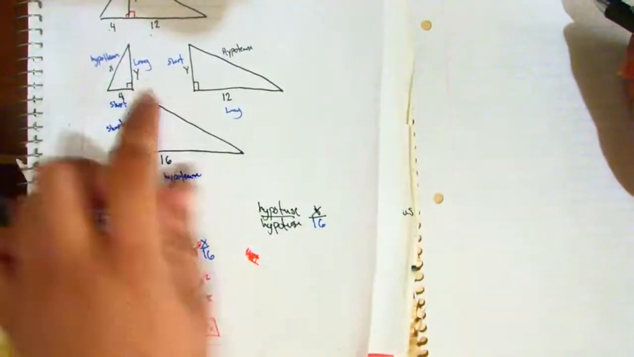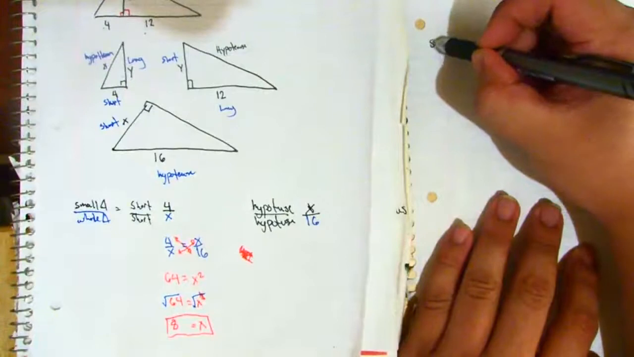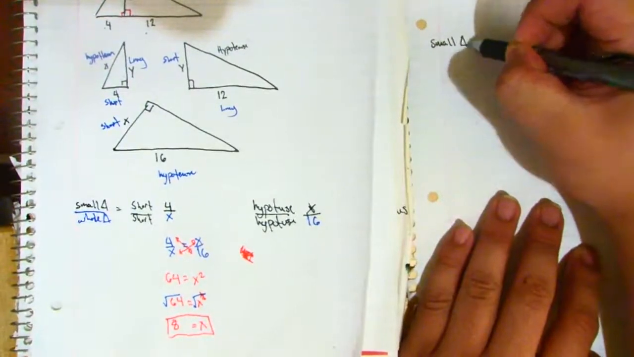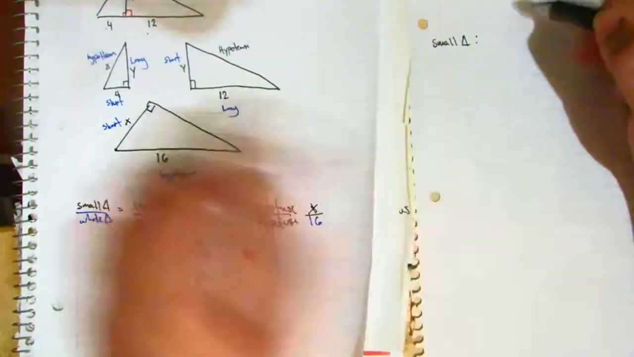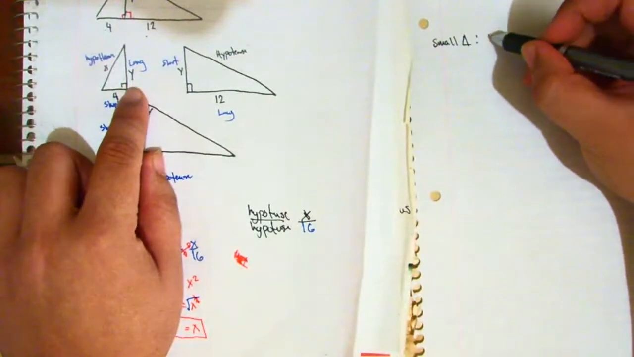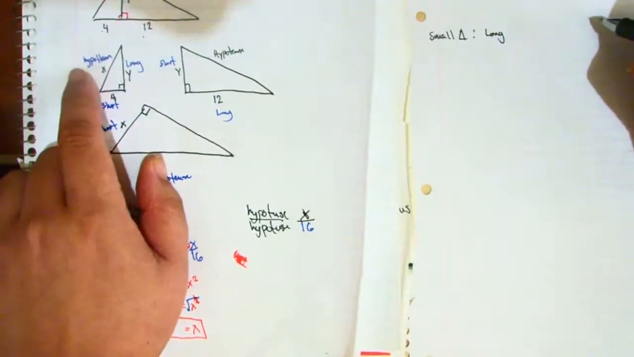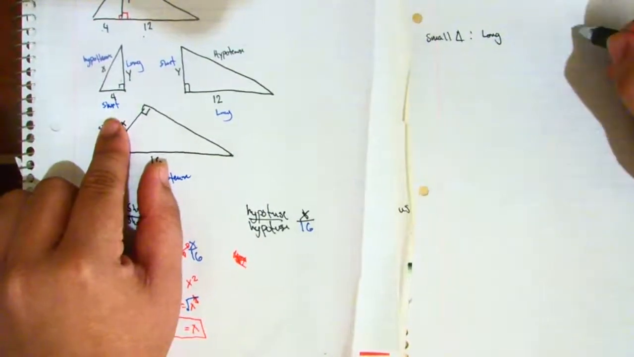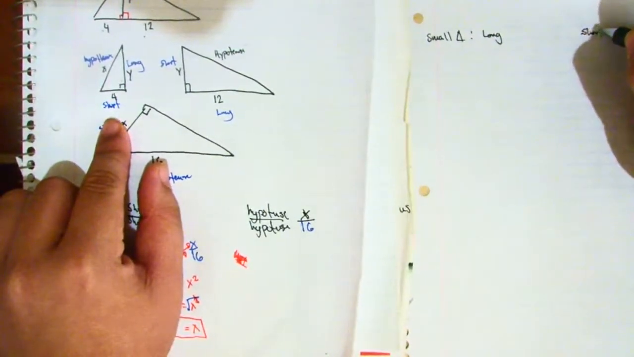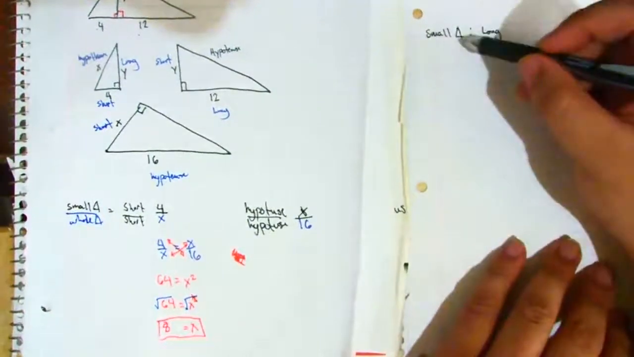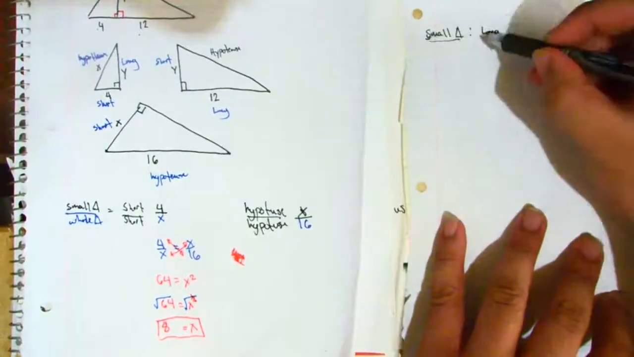Since y is a long leg, I'm going to be using the small triangle. In the small triangle, y is represented by the long leg, and I'm also going to use the ratio of the short leg. I'm not going to be using the hypotenuse, because the hypotenuse value is x, so I want to use the value of the short leg, which is 4. And here I need to compare it to another triangle.